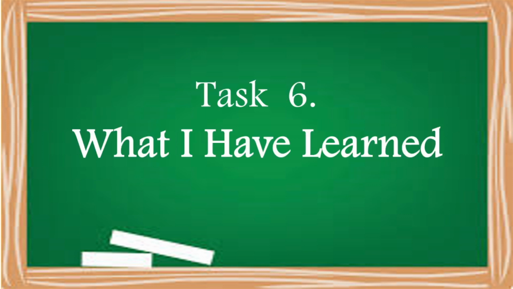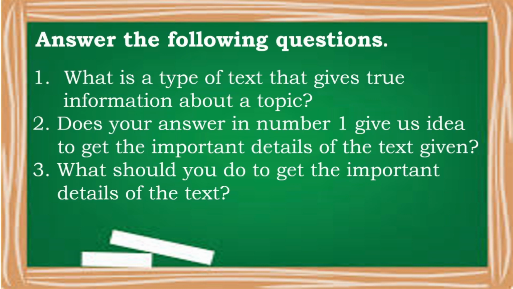Alright, let's do the task 6, what I have learned. So you have to answer the following questions. First, what is a type of text that gives true information about the topic? Number 2, the short answer in number 1 gives us an idea to get the important details of the text given. Number 3, what should you do to get the important details of the text?